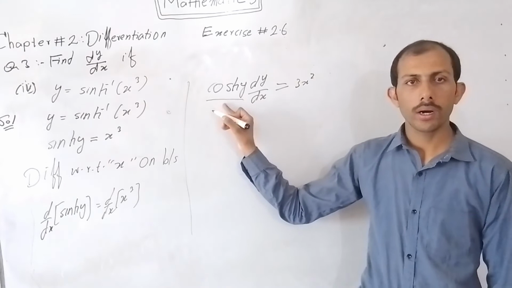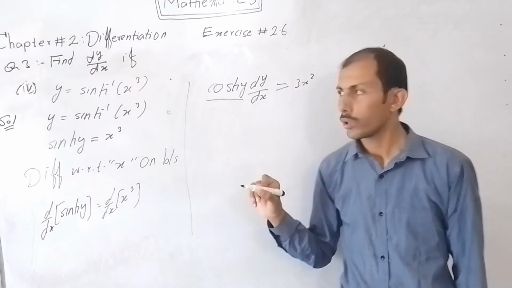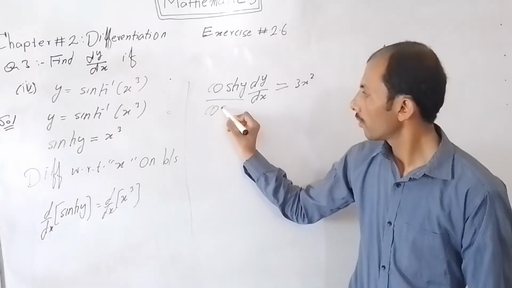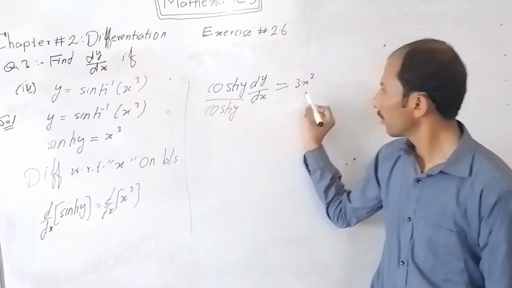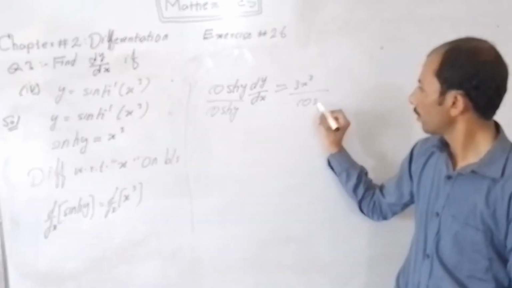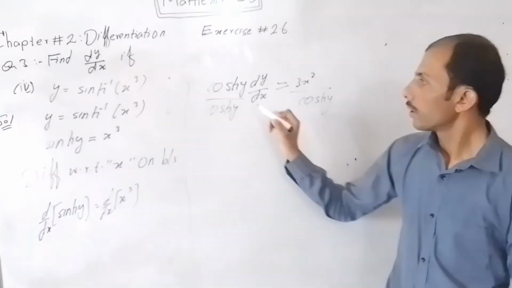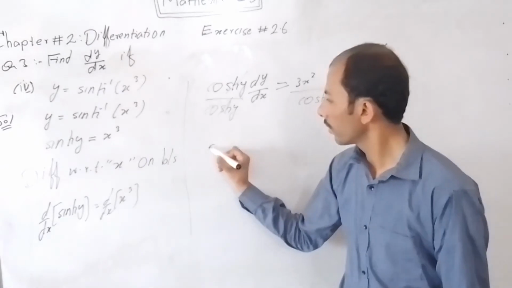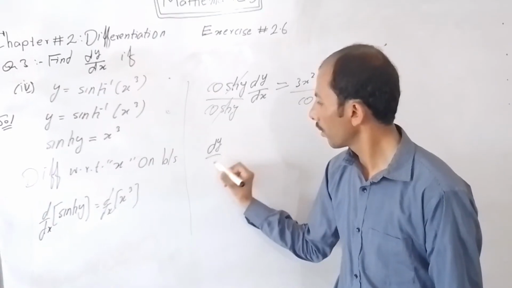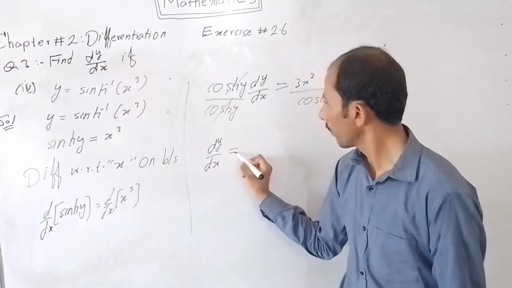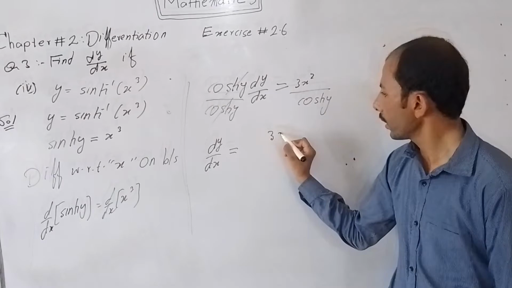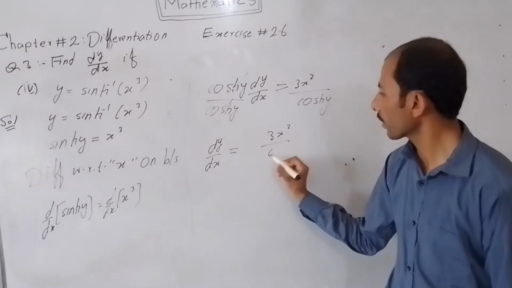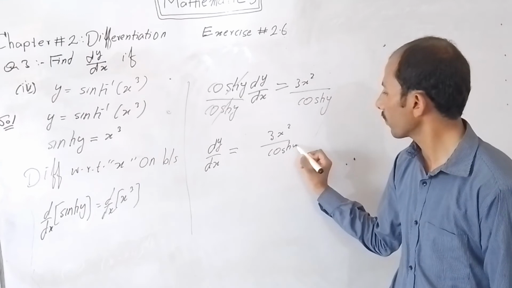Dividing by cos hyperbolic y on both sides. Cos hyperbolic y, cos hyperbolic y cancel, dy over dx is equal to 3x square divided by cos hyperbolic y.